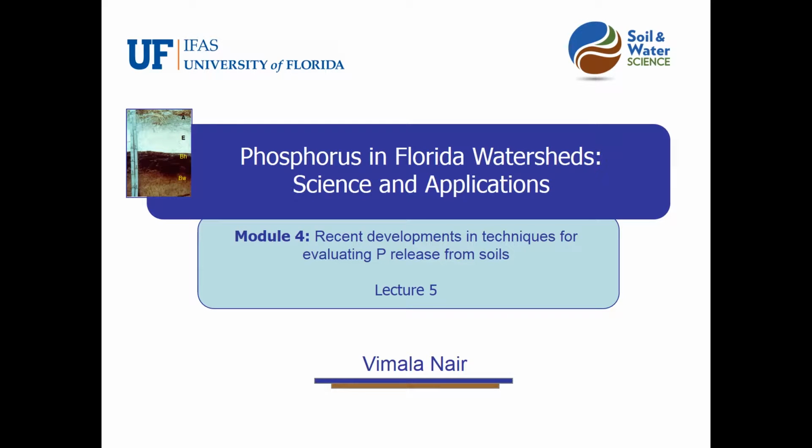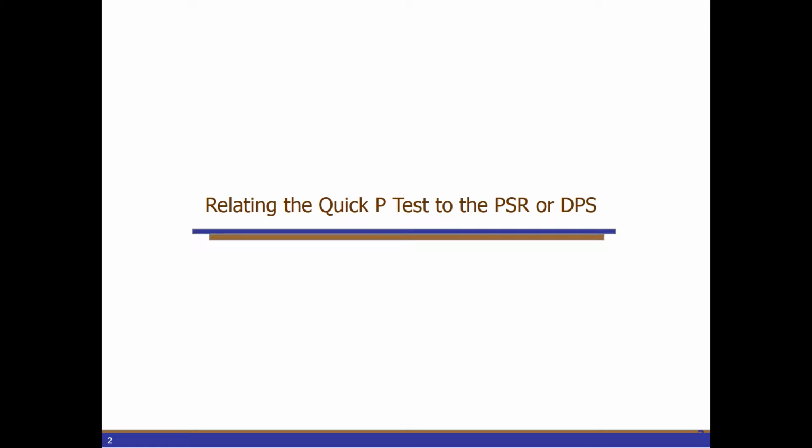In this lecture, in Module 4, we will be looking at how we can explain some of the things that we have discussed in previous modules with data and information that we just have on the newer concepts. The first among these is how do we relate the QPT, that is the quick P test, to the PSR or the DPS. The PSR is the P saturation ratio and DPS is the degree of P saturation.